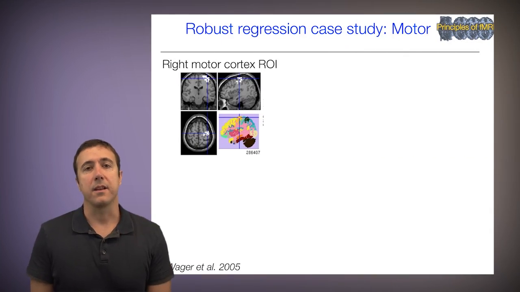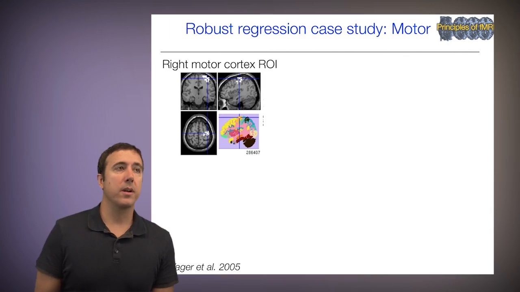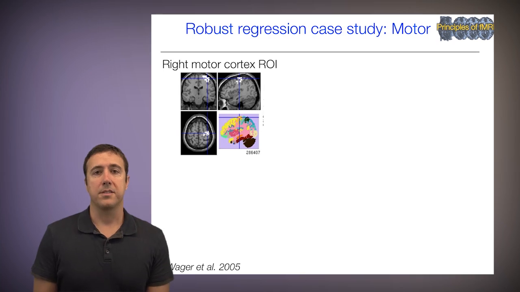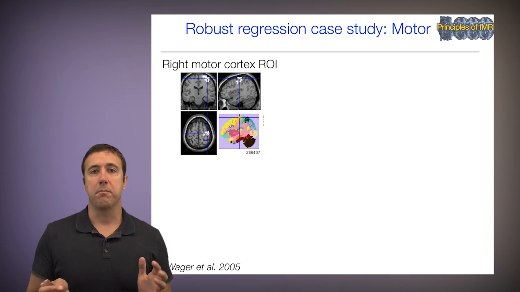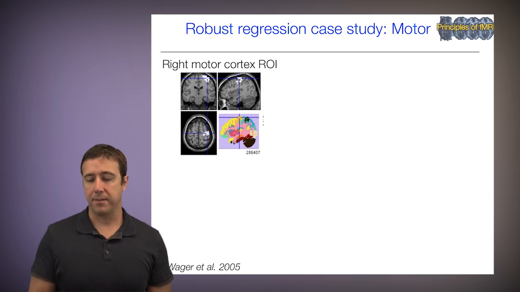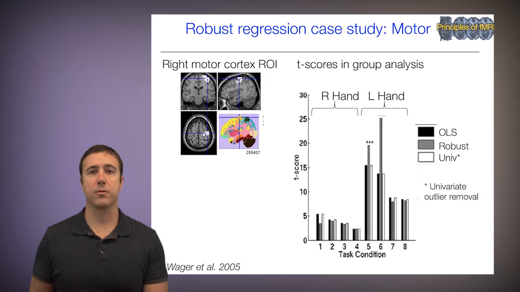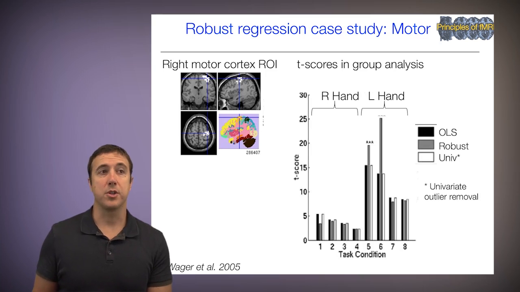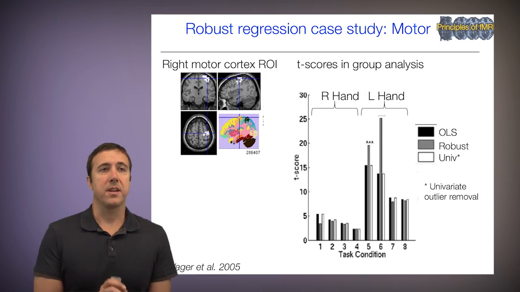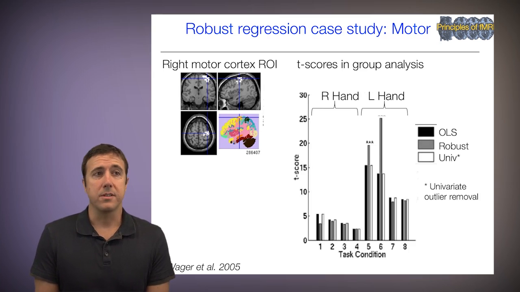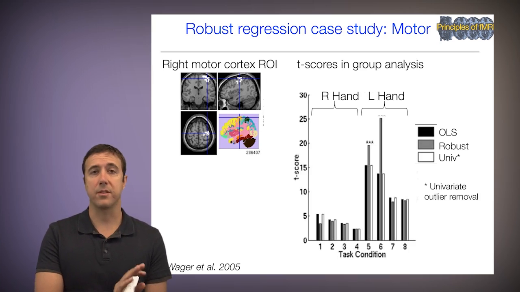So now let's look at a case study from some actual fMRI data. And we'll look in the right motor cortex, and we're going to look at a series of conditions where people made button press responses with the left hand or the right hand. So what we see here is t-scores from a group analysis in 8 conditions. The first 4 conditions are button presses with the right hand, so we shouldn't see a strong response. And the last 4 conditions are button presses with the left hand, so we should see a substantial right motor cortex response. And now what you see is in the black lines here, ordinary least square solutions, and indeed the t-scores are substantially higher for the left button presses than the right, so that's good.